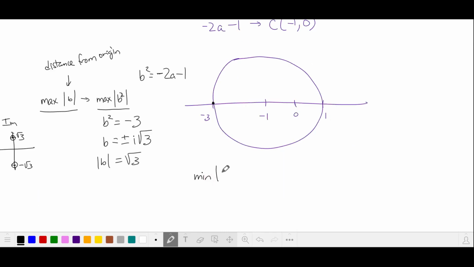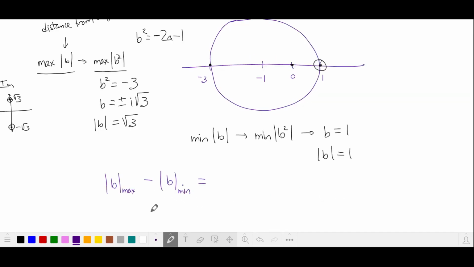To minimize the magnitude of b, we're going to minimize the distance from a point on this circle to the origin. We get that over here, where b is equal to 1, and the magnitude of b is equal to 1, which is what we had earlier. So the difference between the maximum and the minimum magnitudes of b is root 3 minus 1.